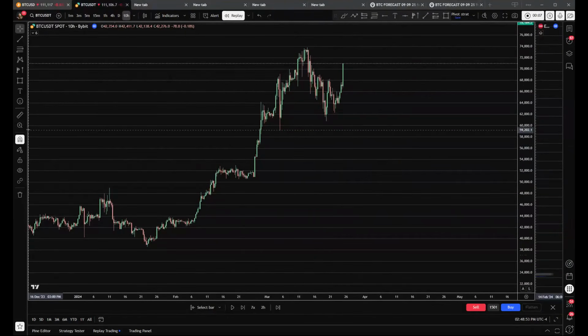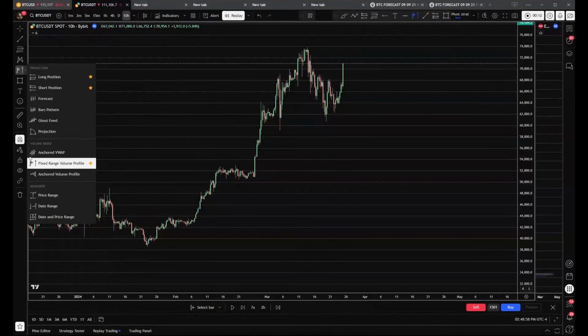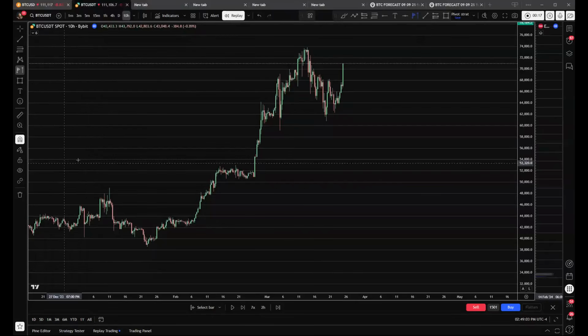It's a powerful tool that there's indicators for, but this one honestly is the best. It's on TradingView, called the fixed range volume profile. It's the best one, it's on TradingView, and it's free. So I'm going to show you this as an example of what happens.